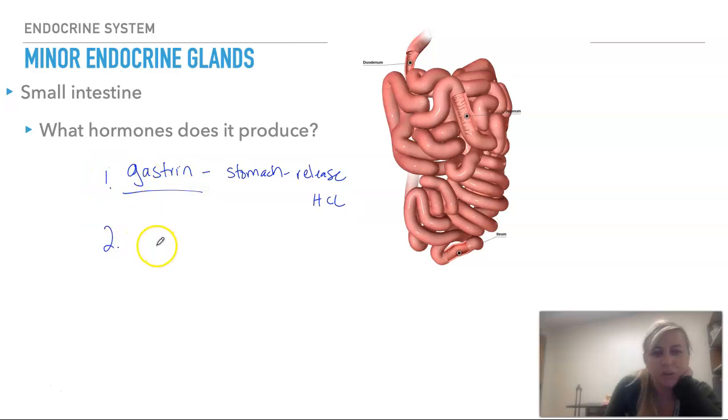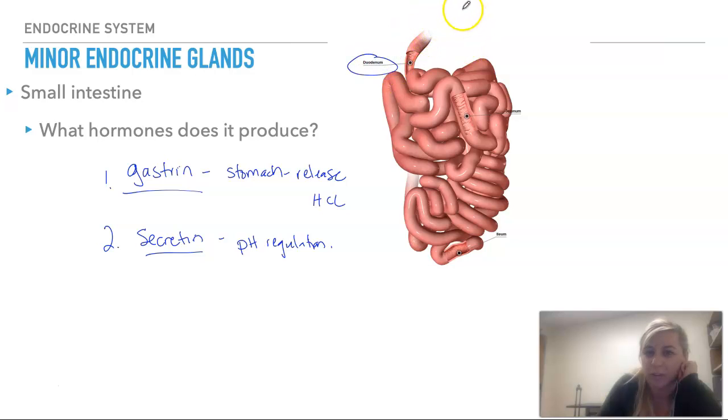Other hormones that come from the small intestine, we also have a hormone called secretin. And secretin is a hormone that works to regulate the pH of the intestine. The intestine has a narrow pH range that it needs to stay at in order for the enzymes that are in the small intestine to be able to function. So here's the duodenum, which is the first part of the small intestine. The stomach would empty out into the duodenum.